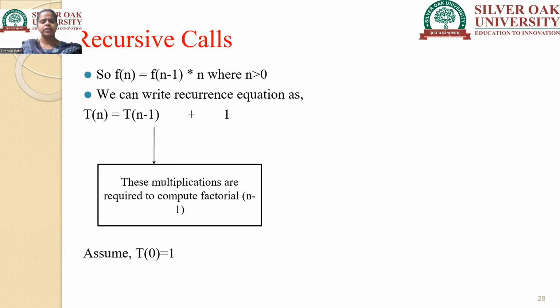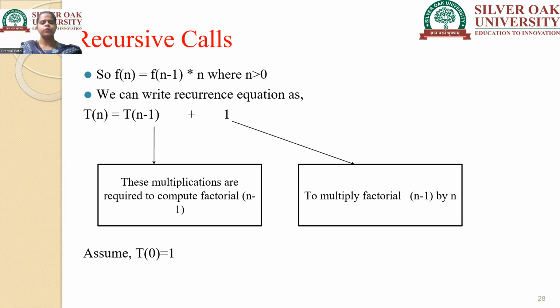Here, let's assume t of 0 is equal to 1. So t of n minus 1 represents the multiplications required to compute the factorial of n minus 1, whereas the 1 is required to multiply the factorial of n minus 1 by n. So now we have the recurrence equation, and we have to solve it by the backward substitution method. That is t of n is equal to t of n minus 1 plus 1.